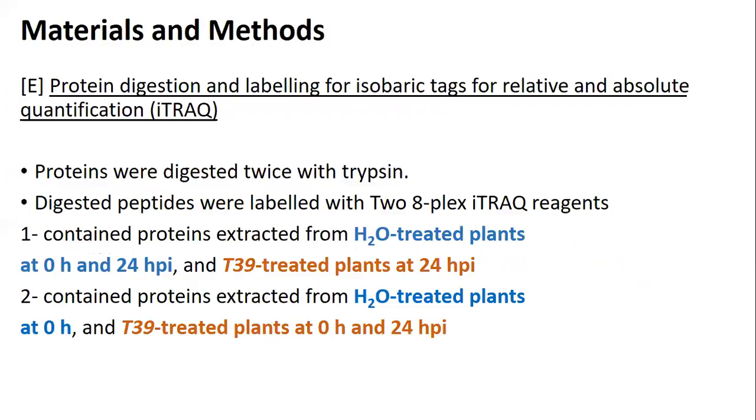Protein digestion and labeling for iTRAQ step. Proteins were digested twice with trypsin. The digested peptides were labeled with 2 8-plex iTRAQ reagents. One contained protein extracted from water-treated plants at 0 hour and at 24 hours post-inoculation, and T39-treated plants at 24 hours post-inoculation. The second one contained protein extract from water-treated plants at 0 hour and T39-treated plants at 0 hour and 24 hours post-inoculation.